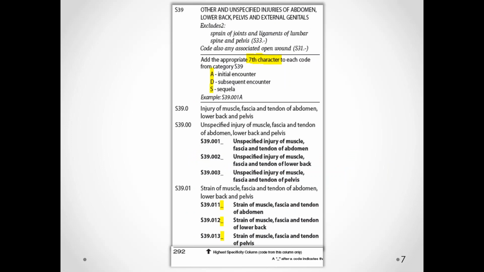Here is S39.01, which is strain of muscle, fascia, and tendon of the lower back and pelvis. So you can see that this code requires an A or D or an S. So these are codes you may use in your office.